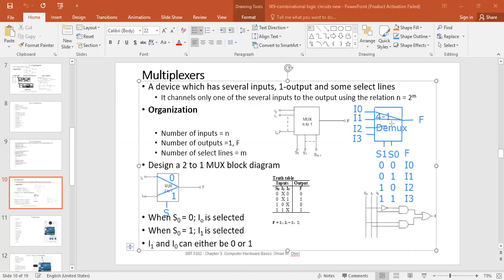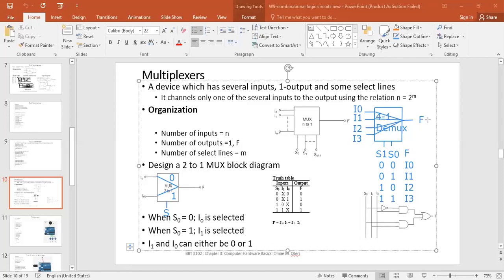For S1 is 1, S0 is 0, I2 is selected. And lastly, for S1 is 1 and S0 is 1, then I3 is selected to go to the output. That's how it works, based on that diagram. Please note that that's what you call a selector.